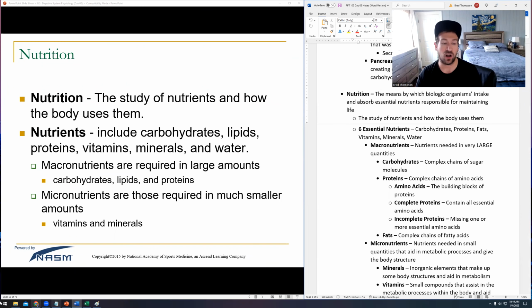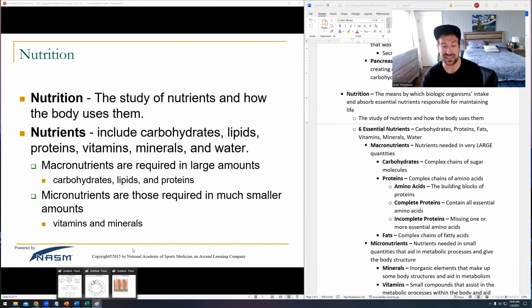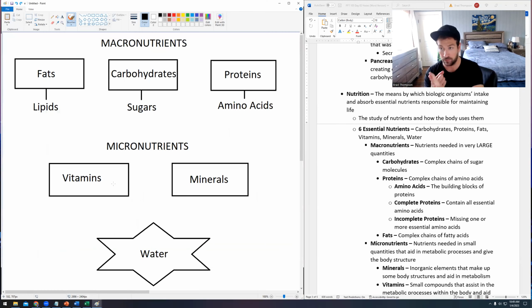You and me, we are all made of only these 6 things: proteins, fats, carbs, vitamins, minerals, and water. That's it. That's what makes up you and me. We don't have anything else in us.